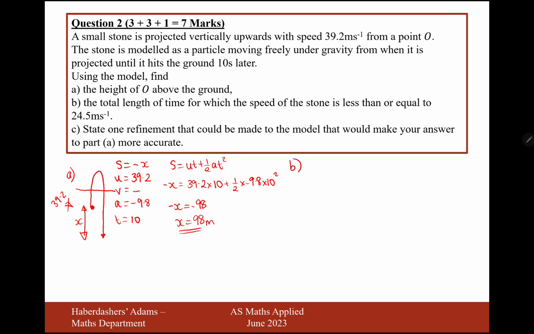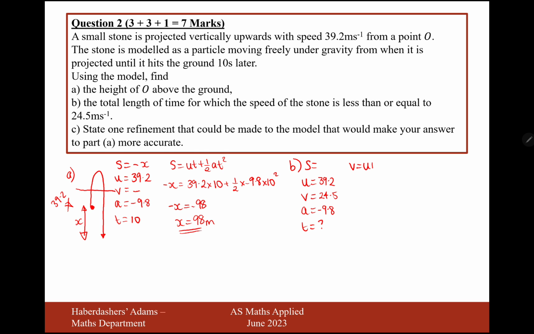So what we want to do here then is find the total time. So when we start our SUVAT calculations, we want to find this value for the time. So that's what we're going to be interested in. A is still going to be minus 9.8. U is still going to be 39.2. V is what we want to set as 24.5. So we'll find the time of that, and then we'll do the time of minus 24.5 and work out the difference between those two times.